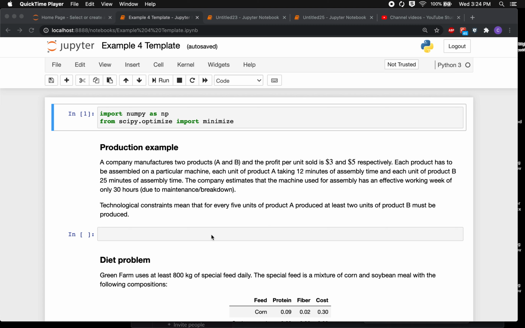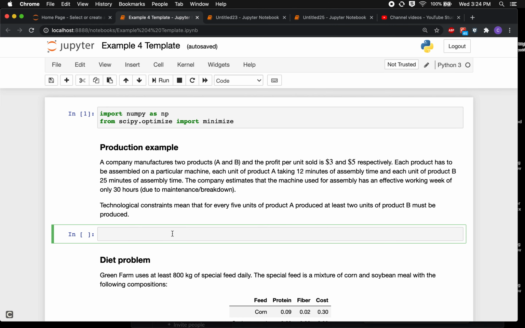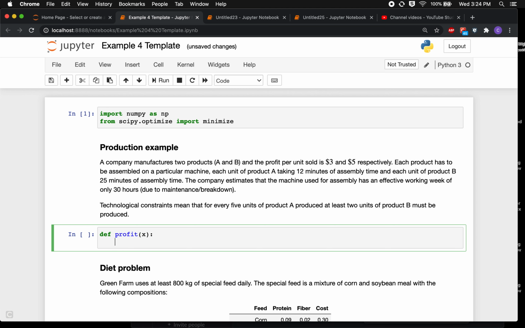And so let's go ahead and write this out. And I'm going to go through it step by step. So first, let's define our objective function. So we want to maximize profit. And we're going to take in a variable x. And what we're going to optimize is how many units of A do we make and how many units of B. So we're going to have A and B, and I'm going to unpack it from x.